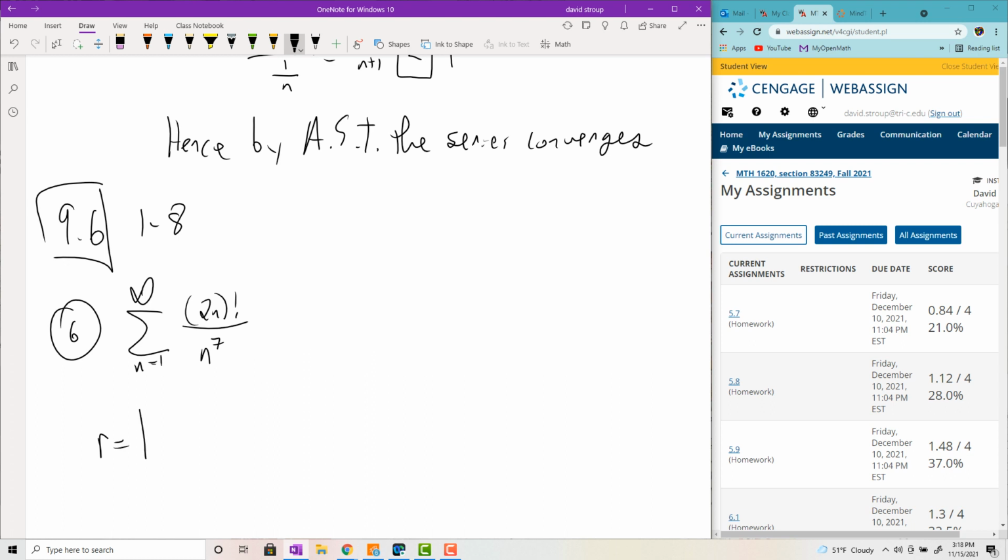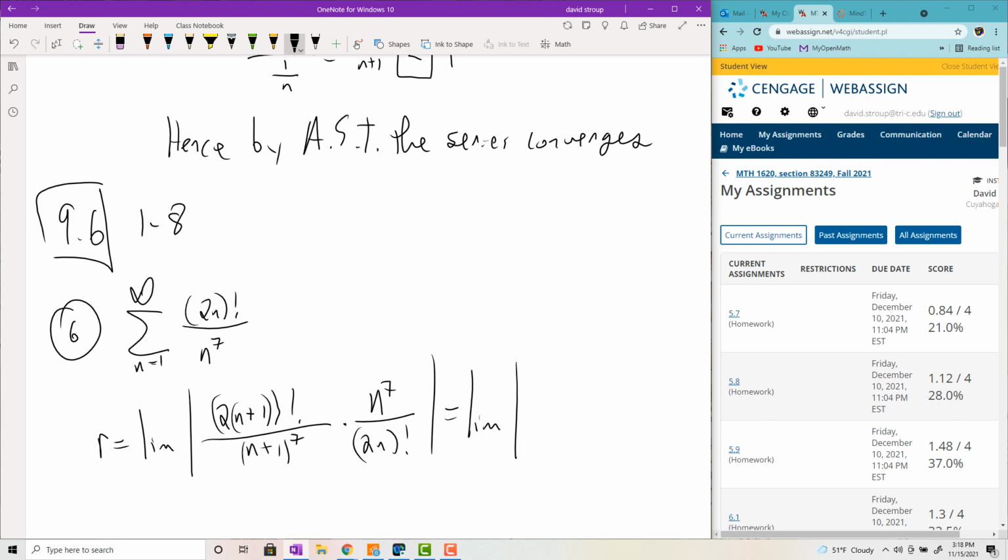So I'll go r equals the limit of the absolute value, replace n with n plus 1. So I get 2 times n plus 1 factorial all over n plus 1 to the 7th, and then times the reciprocal of a sub n, which is n to the 7th over 2n factorial. Okay, so rewriting it a little bit, this will be 2n plus 2 factorial all over 2n factorial, times n to the 7th all over n plus 1 to the 7th.